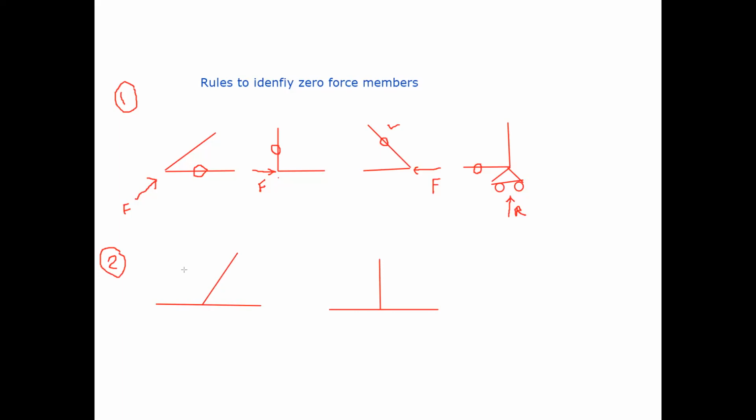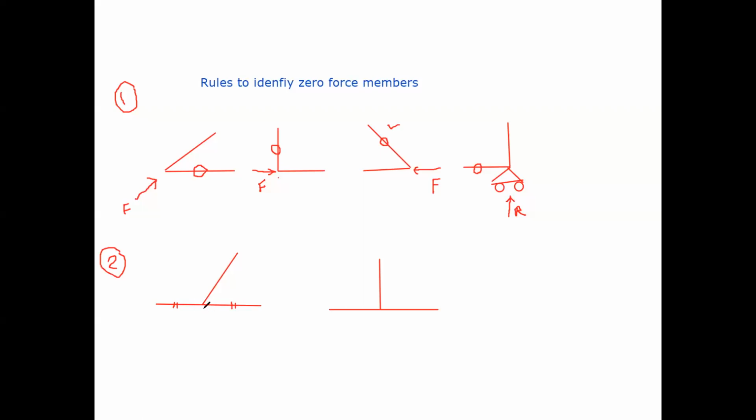Okay. In this case, suppose these two members are collinear. In the given diagram, you can see there are three members connected at a joint, and out of these, two are collinear, right? I'll show it like this. So these are two collinear members, which means their axes are the same, and no external force is acting at this joint.